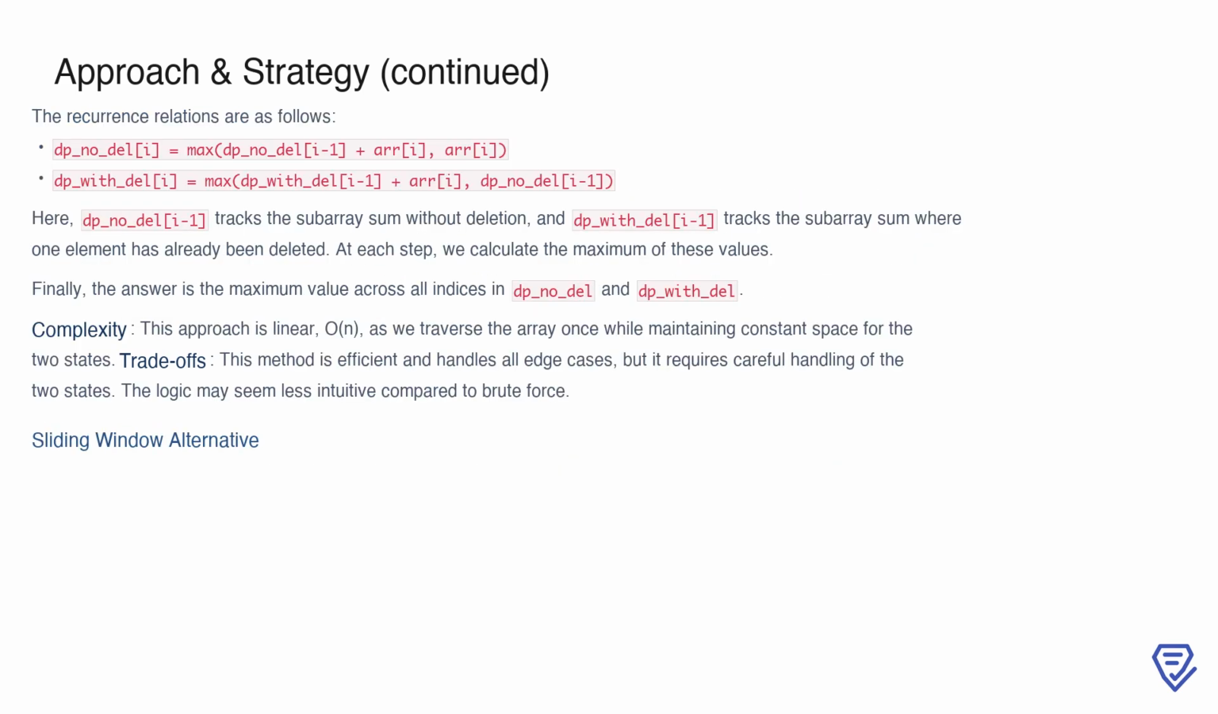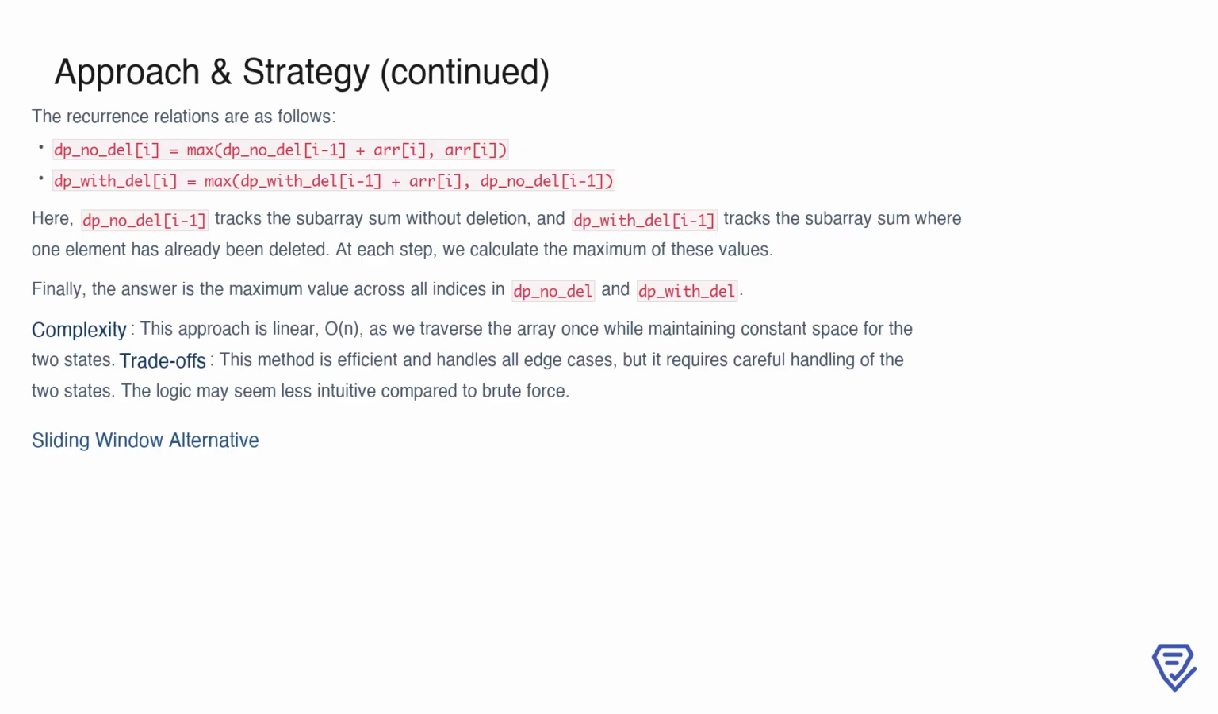The dynamic programming approach builds on these two states with clear recurrence relations. For dp_no_del[i], we compute the maximum of extending the previous subarray sum, dp_no_del[i-1] plus arr[i], or starting fresh with just the current element, arr[i]. This ensures that we always track the best sum ending at index i without any deletions.